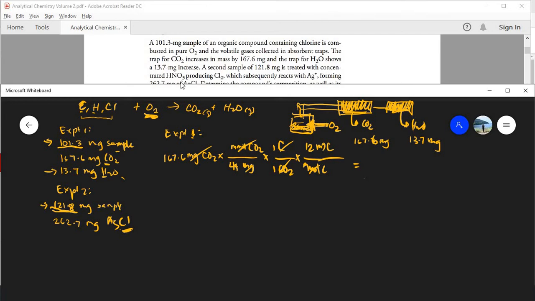167.6 times 12 divided by 44. So that's 45.71 milligrams carbon. So that means the percent carbon present in the sample is 45.71 over the mass of sample 101.3 times 100, which is equal to 45.12% carbon. Okay, so let's proceed with hydrogen.